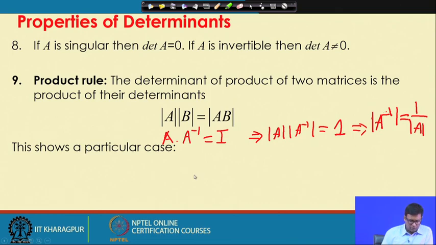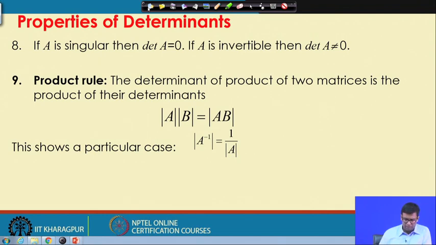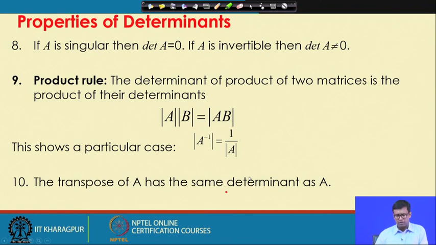And this shows that the determinant of A inverse is 1 by the determinant of A. And of course, we have seen the transpose of a matrix. The 10th property is that the transpose of A has the same determinant as A, and we have seen earlier that the shape of the geometry will change, but the volume will essentially be the same. So, now we have to see how to calculate the determinant for a large matrix and what are the applications of the determinant, especially while looking into matrix equations.